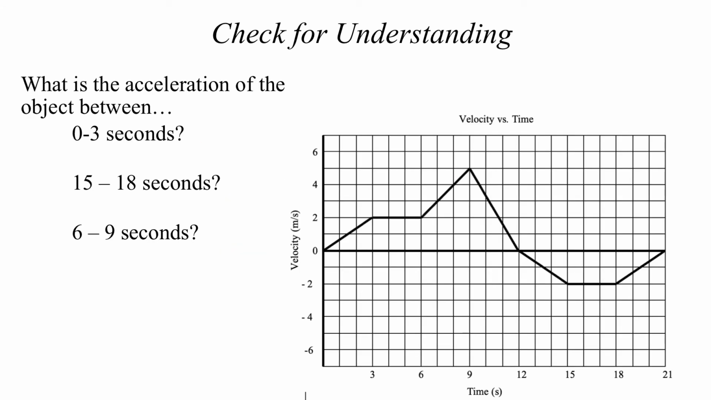All right, same graph. Now we're looking at the acceleration of the object in these time intervals. So when you're solving for acceleration on a velocity graph, what are you using? Are you using slope or are you using area? In this case, we want to use slope. So you're doing rise over run.